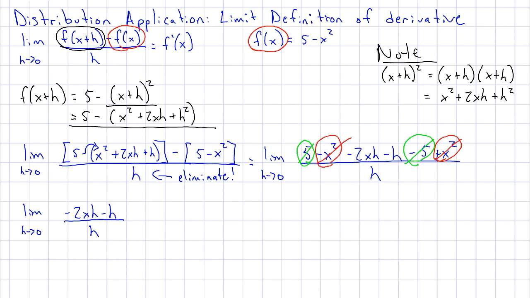All right. Oh, I'm so sorry. This should have been an h squared. I dropped this square somewhere. Let me go back. So this should have been a square here. This should have been a square here. There we go. All right.